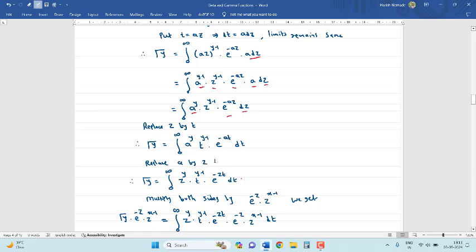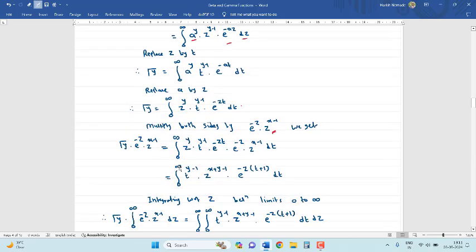Now multiply both sides of this expression by e raised to minus z into z raised to x minus 1. We get the left hand side as gamma y into e raised to minus z, z raised to x minus 1, equal to integration from 0 to infinity z raised to y, t raised to y minus 1 into e raised to minus zt into e raised to minus z into z raised to x minus 1 dt. By simplification, the right hand side is integration from 0 to infinity t raised to y minus 1 into z raised to x plus y minus 1 into e raised to minus zt into e raised to minus z, which is e raised to minus z into bracket t plus 1, dt.